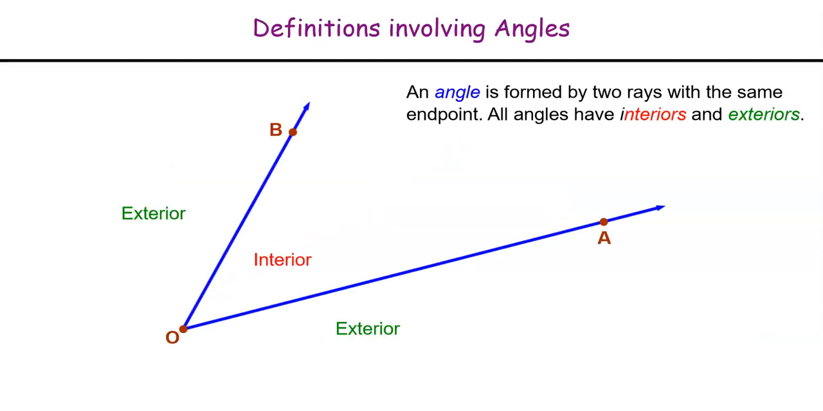So first, the definition of an angle. An angle is formed by two rays with the same endpoint. All angles have interiors and exteriors. The interior of the angle is the area between the two rays where we're going to take its measurement, and the exterior of the angle is the area outside the two rays where we are not going to take its measurement. So go ahead, pause the video, copy these down. This diagram we're going to add some things to here in a second, but copy down the definition as well as the diagram and come back when you are ready to move on.